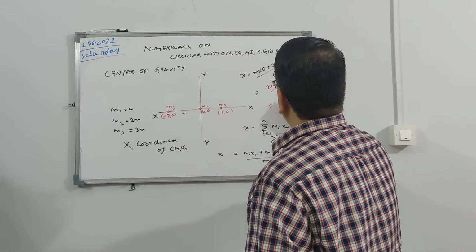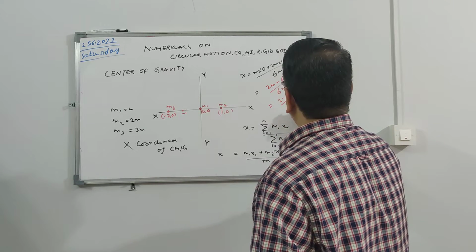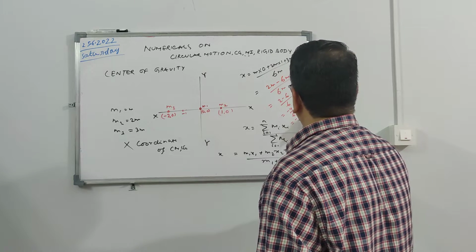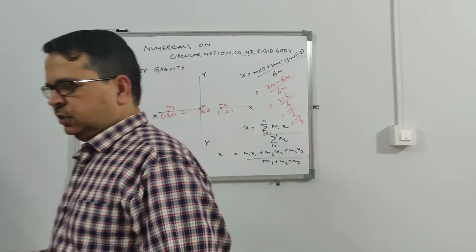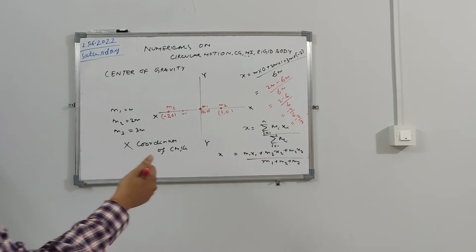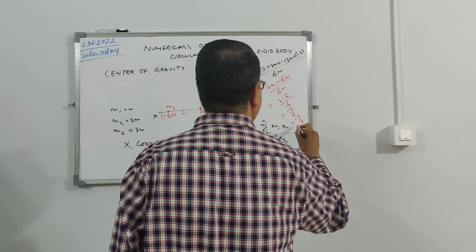So 2 minus 6 is minus 4m, over 6m. So minus 4 by 6, so minus 2 by 3. So the x coordinate of the center of mass is minus 2 by 3. This is the answer.